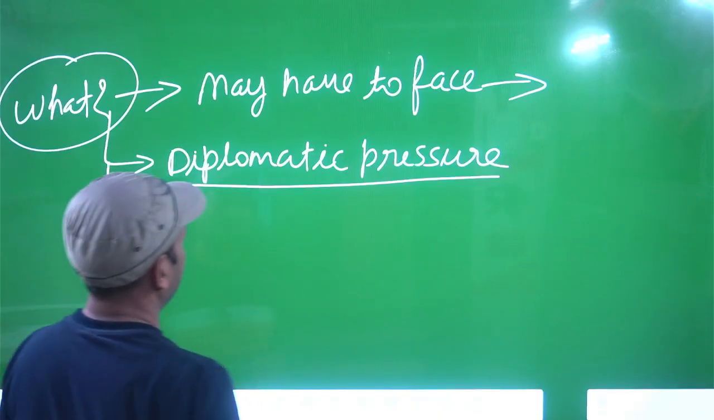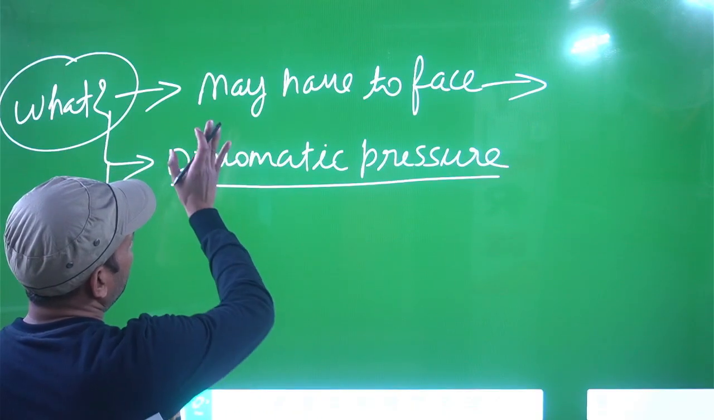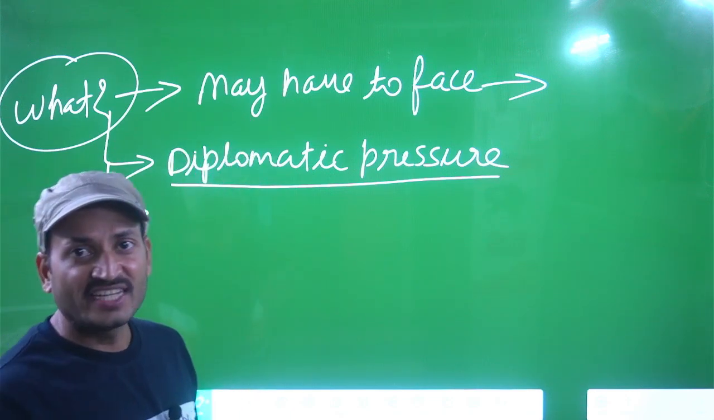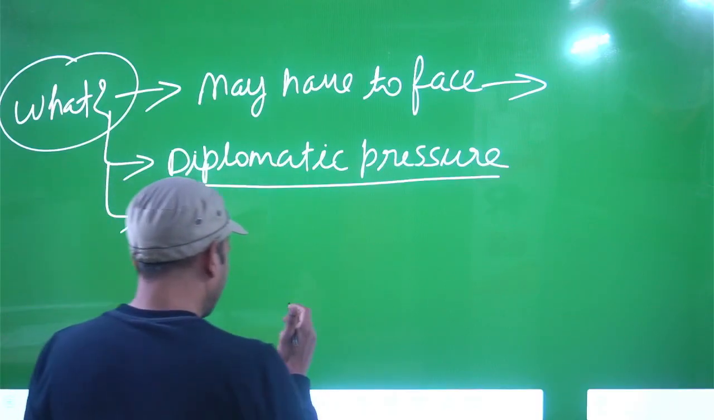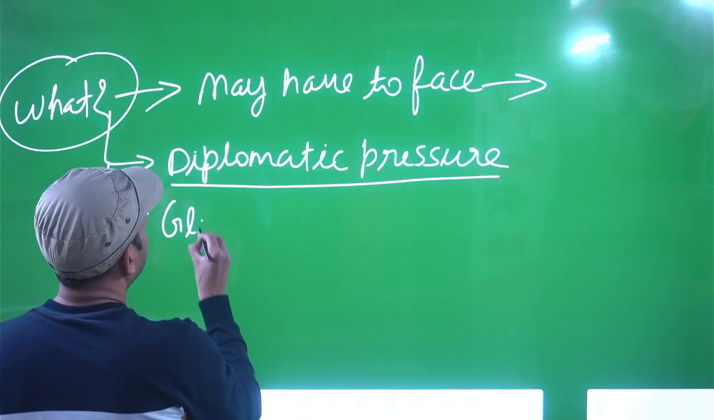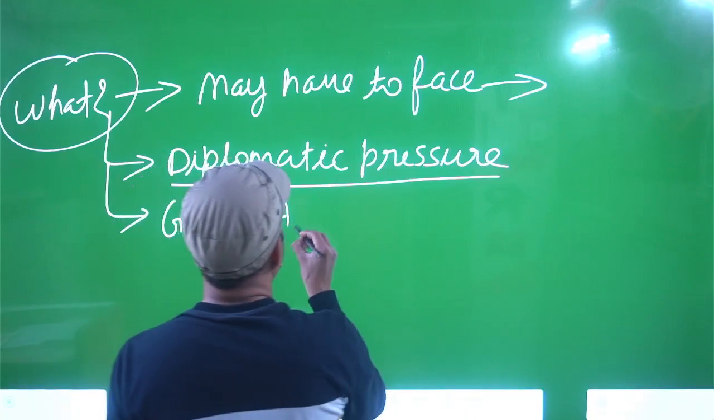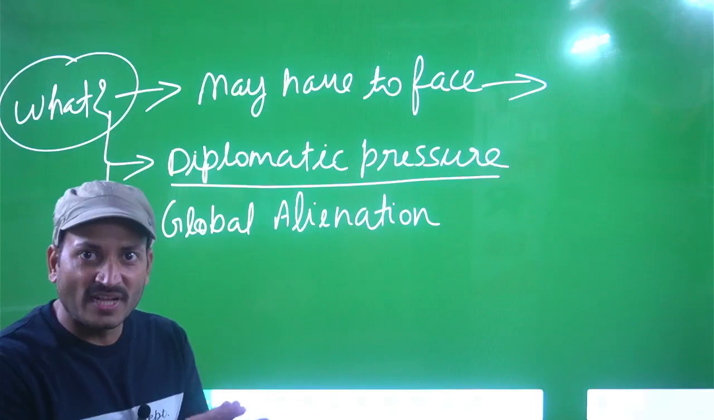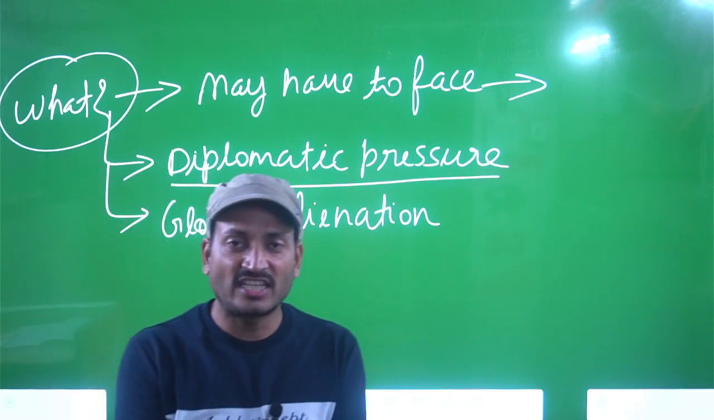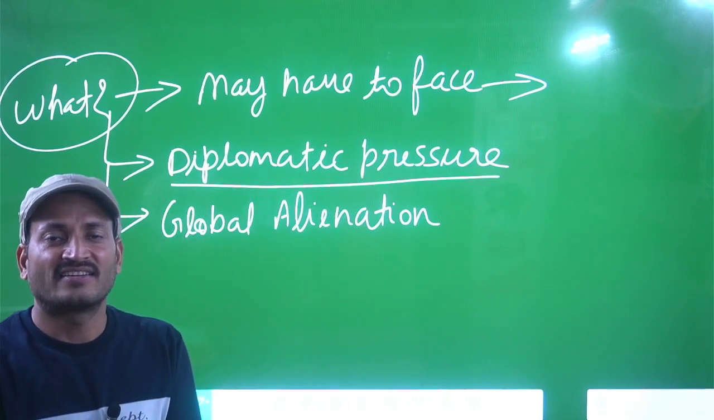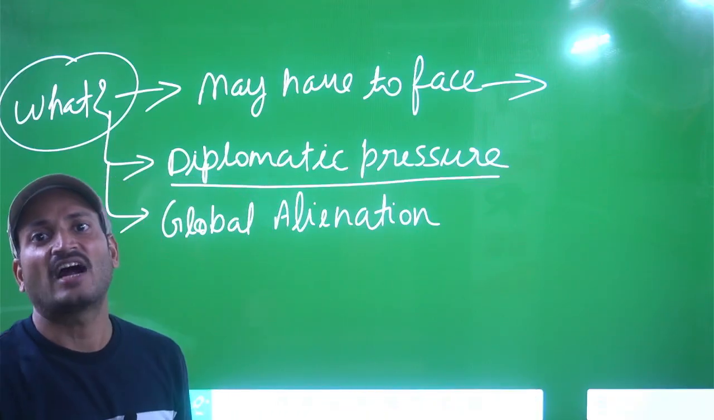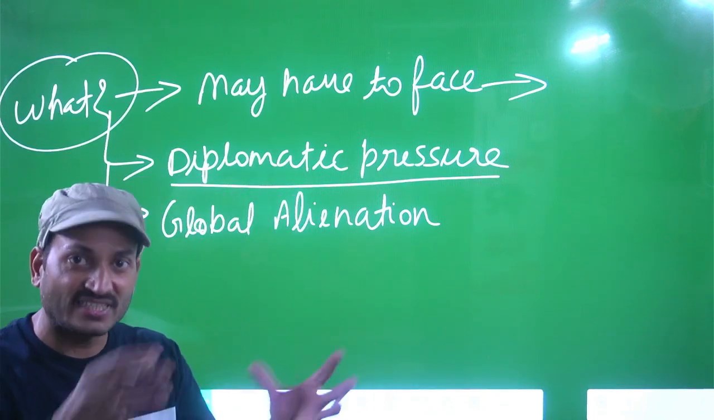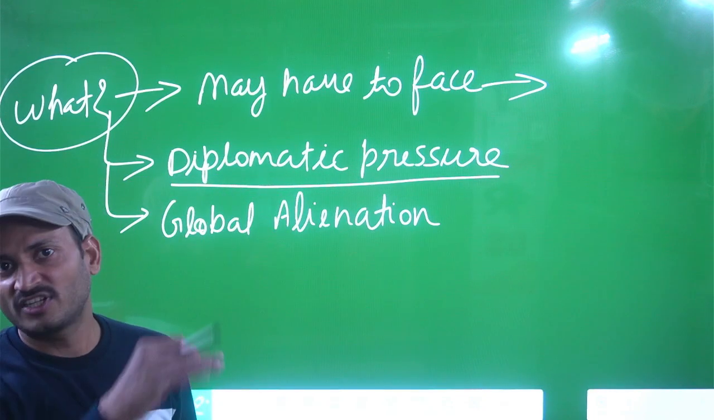Now, the next kind of consequence that a party country may have to face if it is not following any of the treaty provisions is global alienation. Meaning global separation. All the countries at the global level will alienate that particular country, meaning singling out. Just as you single out a country from your group. So it is like you are pressurizing the particular country to follow the treaty provisions.